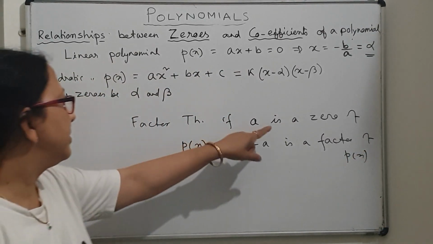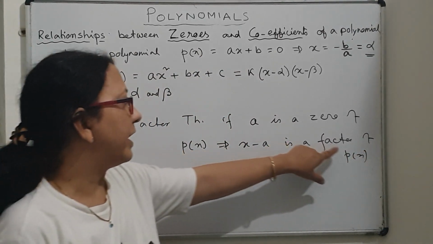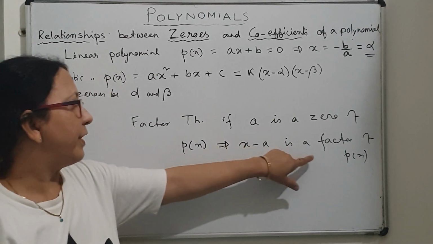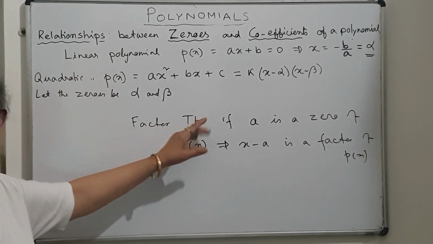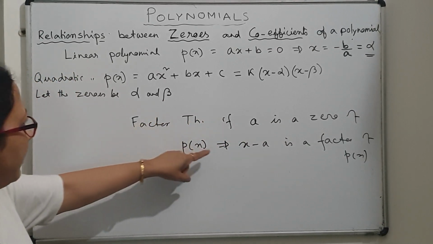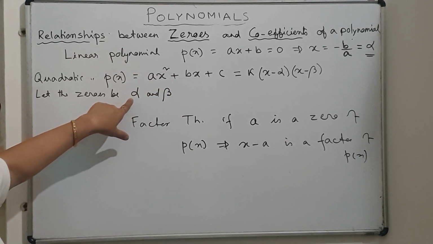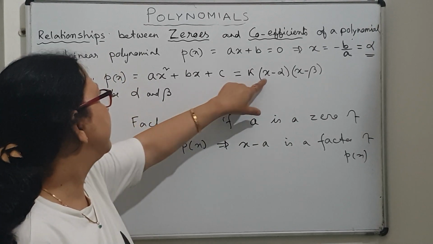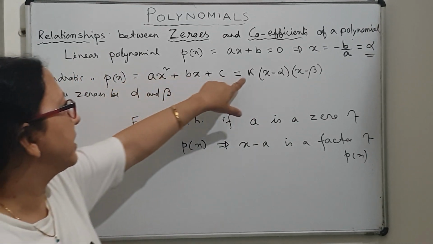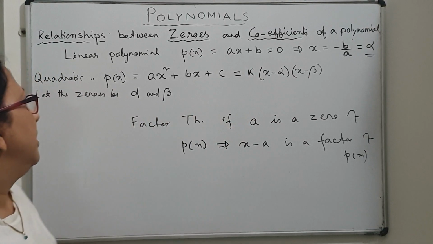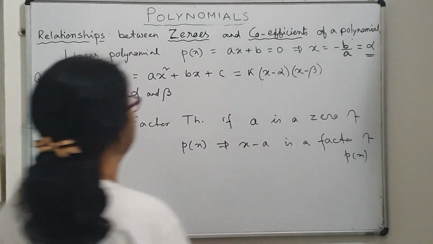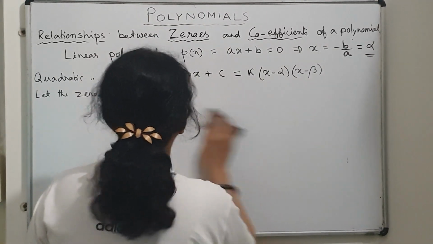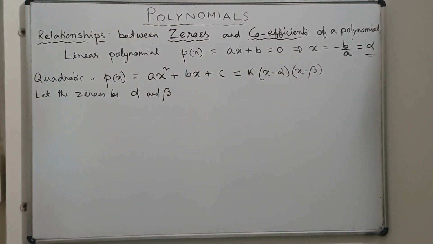If a is a zero of the polynomial, then x minus a will be a factor of the polynomial, and vice versa. That is, if x minus a is a factor, then p(a) will be 0. All these things you will have learned in 9th class. So by factor theorem, we can write that corresponding to each zero, I will be getting a linear factor. And since I don't know what the coefficient is, I have taken some arbitrary constant. So I can write in this way by using factor theorem. Now I'll show you the derivation to get a relationship between the coefficients and zeros.